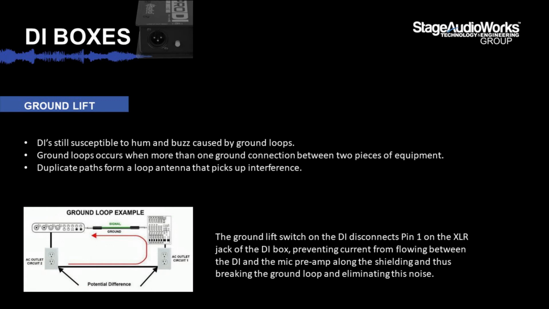So the ground lift switch on the DI disconnects pin 1 on the XLR jack of the DI box, thus preventing current from flowing between the DI and the mic preamp along the shielding, and thus breaking the ground loop and eliminating this noise.